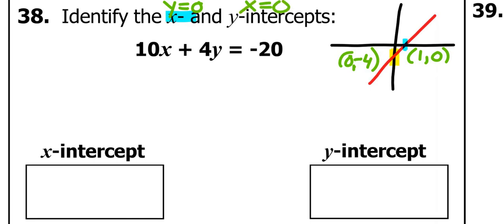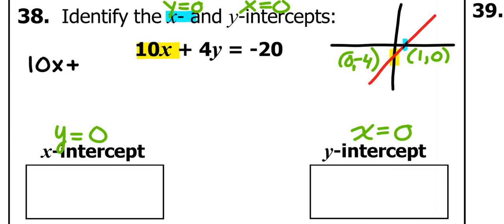So in this equation, we want to find the x-intercept and the y-intercept. So if you're looking for the x-intercept, make y equal to 0. When you're looking for the y-intercept, make x equal to 0, the opposite. And then you're going to solve. So let's look for the x-intercept first. If I'm looking for the x-intercept, I'm going to make y equal to 0. So let's go ahead and plug in 0 for y. So on the left, I'm going to have 10x plus 4 times 0 equals negative 20.